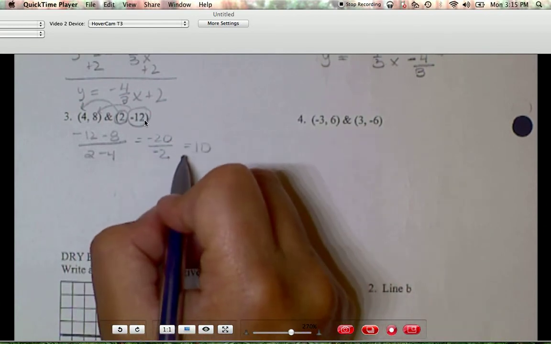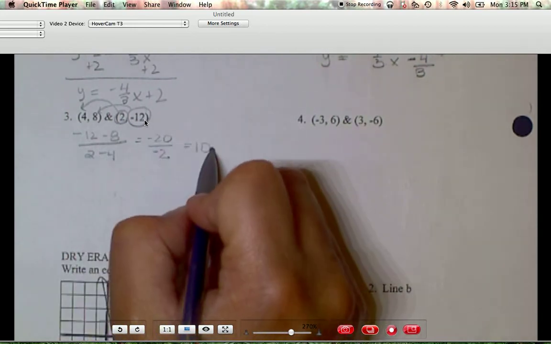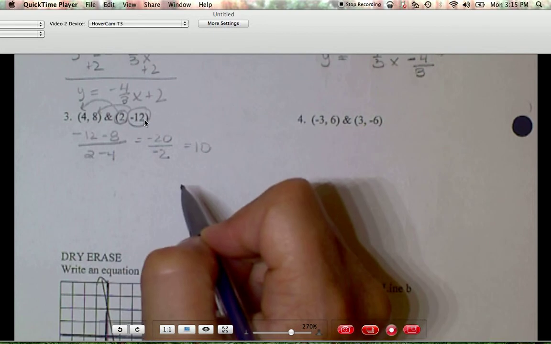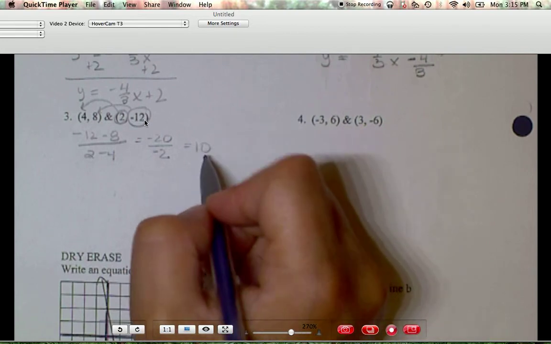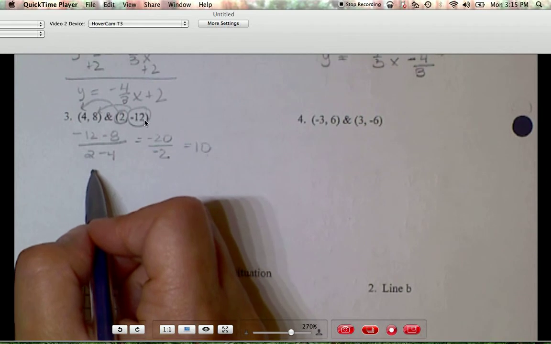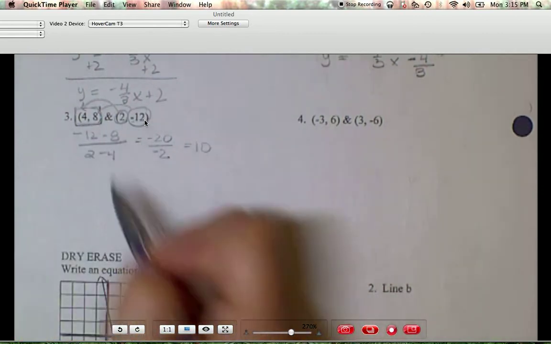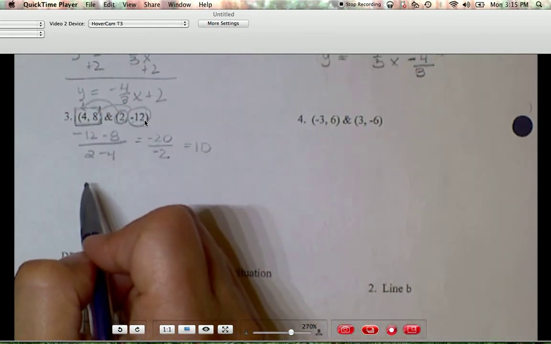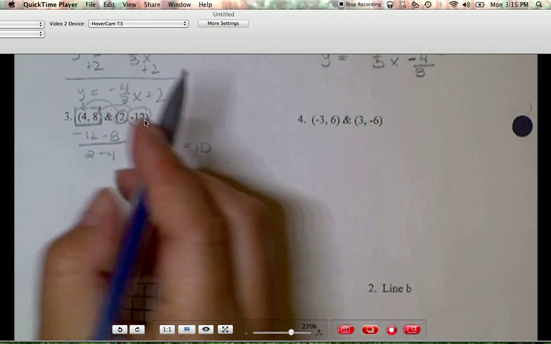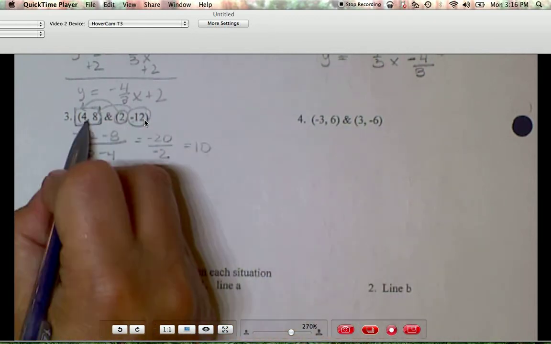Now be very careful with your signs. If you're off by any of these signs here, it'll throw your slope off and then throw the rest of the equation off. So there's our slope. When we come to this point where we choose a point, I might choose this point simply because the numbers are slightly smaller. Well, the 8 is smaller than the 12. But it will not matter which point you choose because you should get the same answer both ways if you're doing your math correctly. So we're going to use this point.